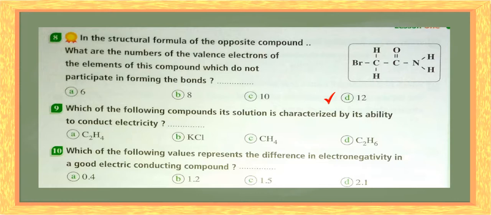We will write the atomic number of each one. They will give you bromine, carbon, hydrogen and oxygen also. We are talking about oxygen, which has 8 electrons.